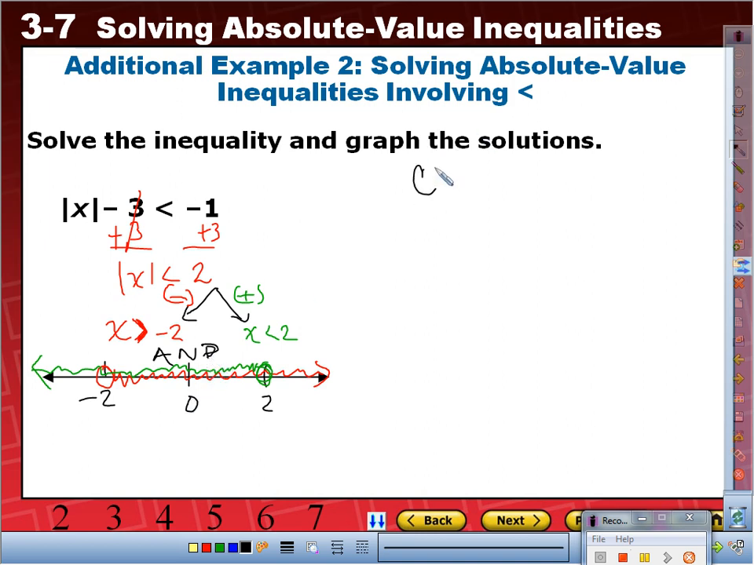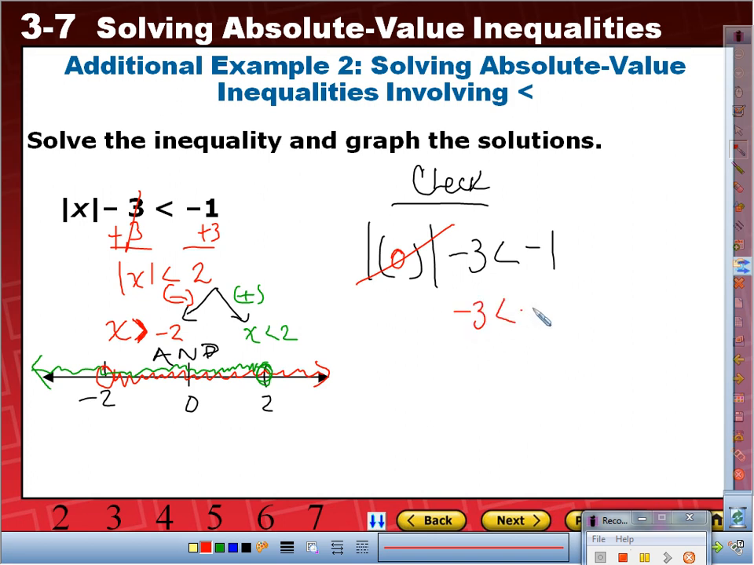Let's check it. Let's rewrite this: absolute value, open parentheses, close absolute value, minus 3 less than negative 1. By looking at it, which will be the easiest number to substitute in there for my solution set? 0. Absolute value of 0 is 0. So this cancels, and we're left with what? Negative 3 less than negative 1. Is negative 3 less than negative 1?